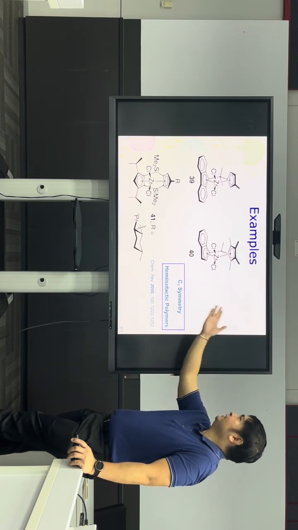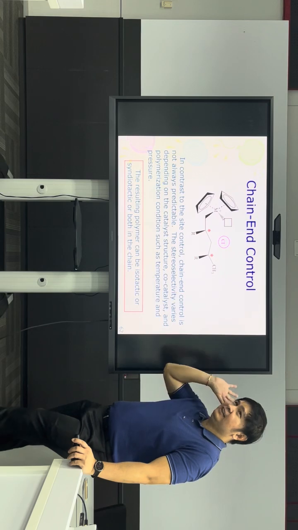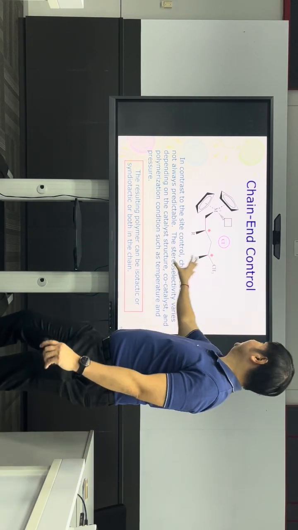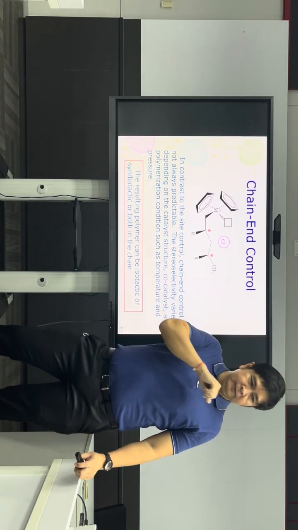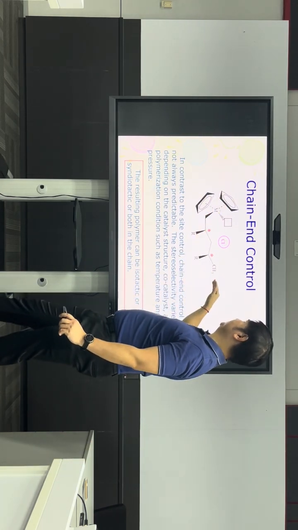Okay, hemi-isotactic, here are some examples of the hemi-isotactic. That's the ligand control. But what about the chain end control? You see, this is the ligand. This is the chain, the polymer chain.